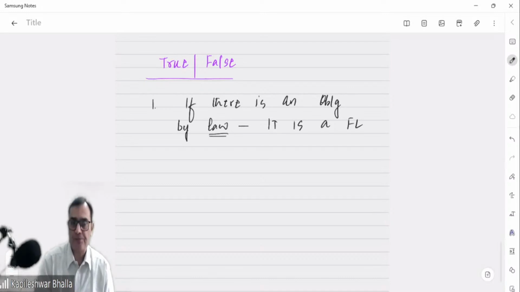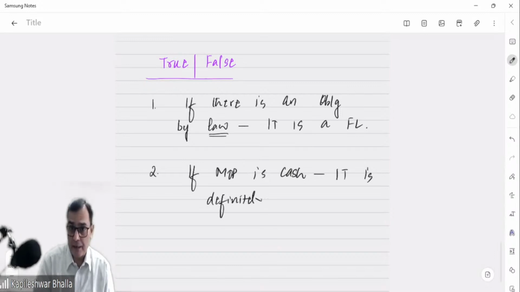Number two, if mode of payment is cash, it is definitely a financial liability. So if the mode of payment is cash, I'm saying it is definitely a financial liability. You need to decide, is it true or false?